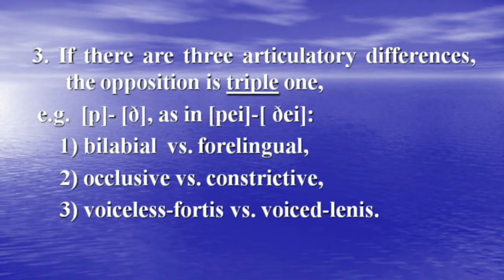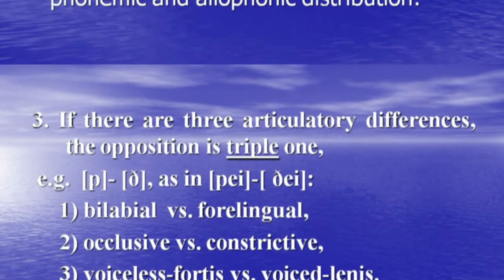The third, if there are three articulatory differences, the opposition is triple one. Let's compare sounds p and v in words pay, they. So p is bilabial, v is labiodental. The second difference, p is occlusive, v is constrictive. And the third difference is that p is voiceless, fortis, but v is voiced, lenis.